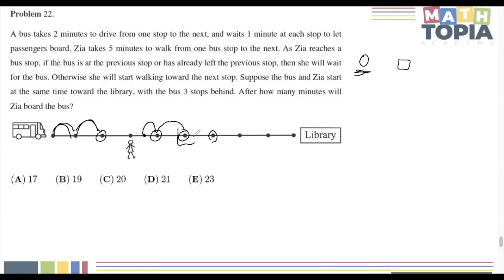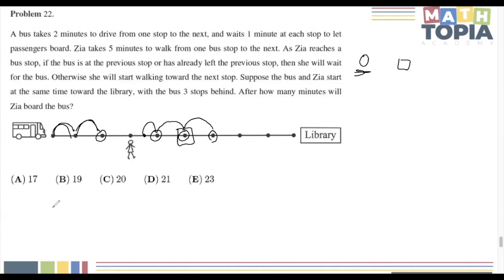So now it is here, but it is done waiting already, its minute. So now Zaya is going to wait for the bus because the bus is already here. So she waits, and then the bus comes over 2 minutes later. So they meet as soon as the bus comes here.